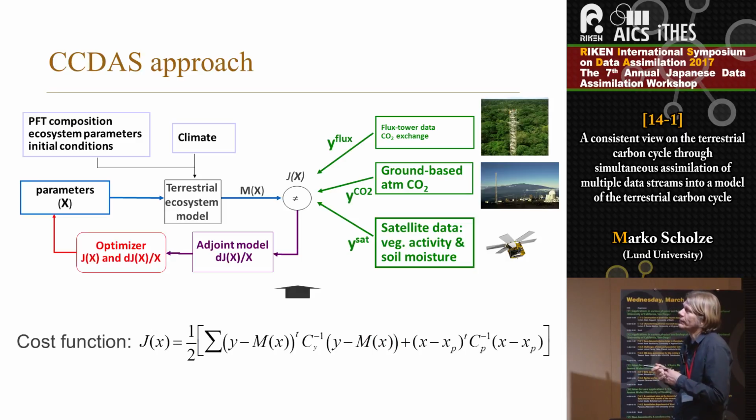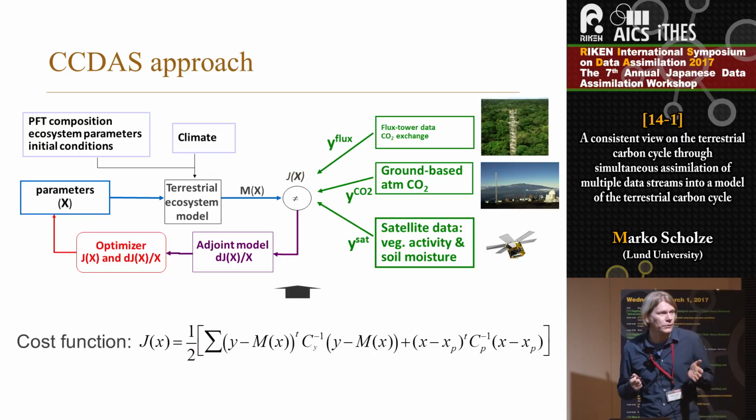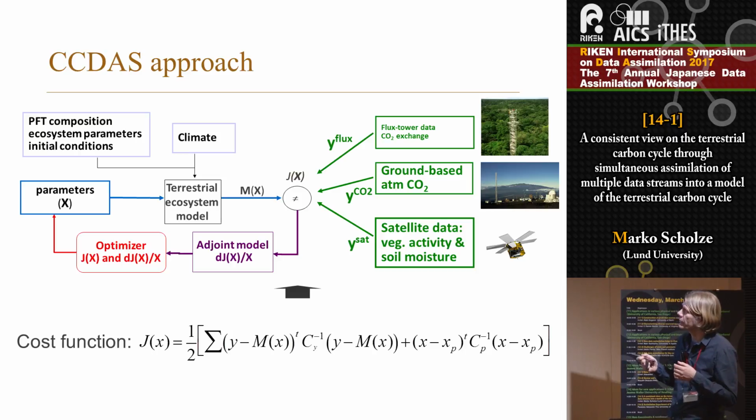Here's a different sketch which shows essentially the approach. At the core of the system, we have the model, which has some input and boundary conditions. That's the plant functional type composition, for example, and the climate to drive the model. Then it simulates the counterpart, so it includes the observation operators for the observations. And I've highlighted here 4 different types of observations. That's the CO2 exchange directly, which can be measured through these towers, then atmospheric CO2 and satellite data of either vegetation activity or soil moisture.